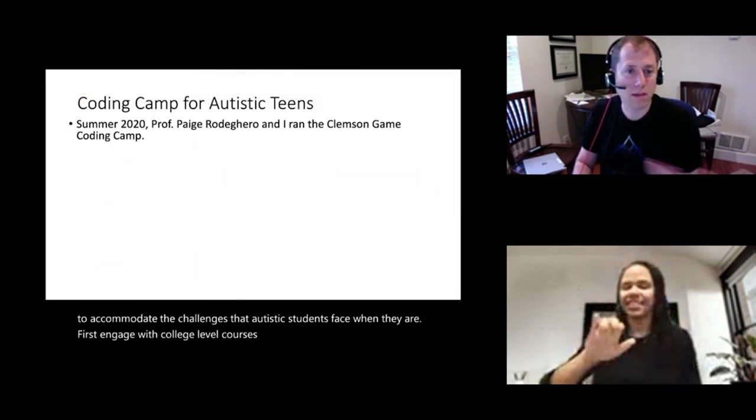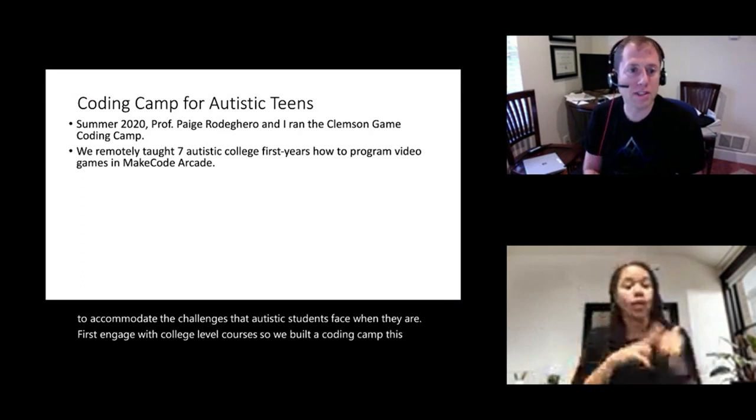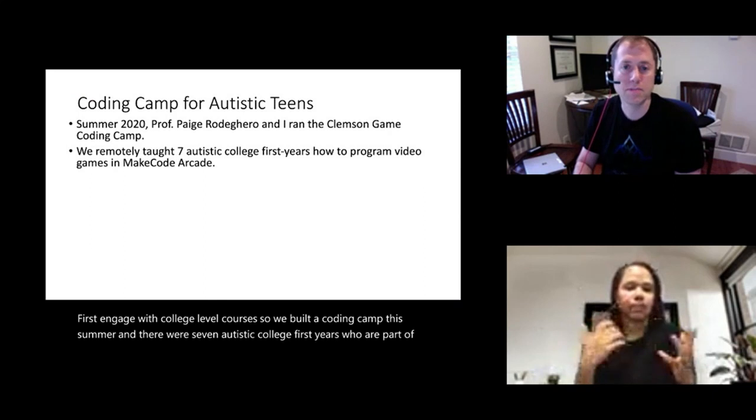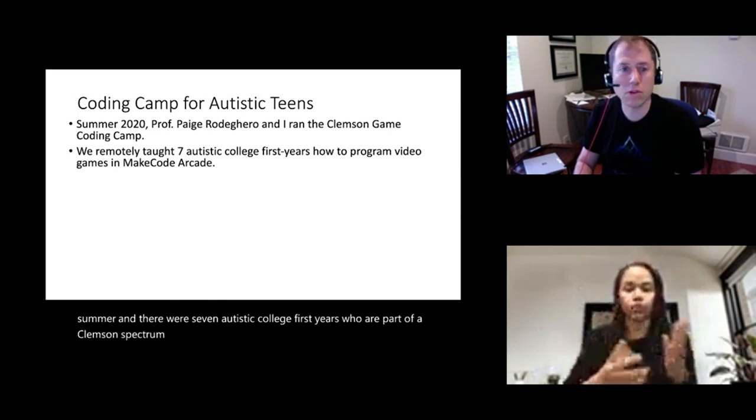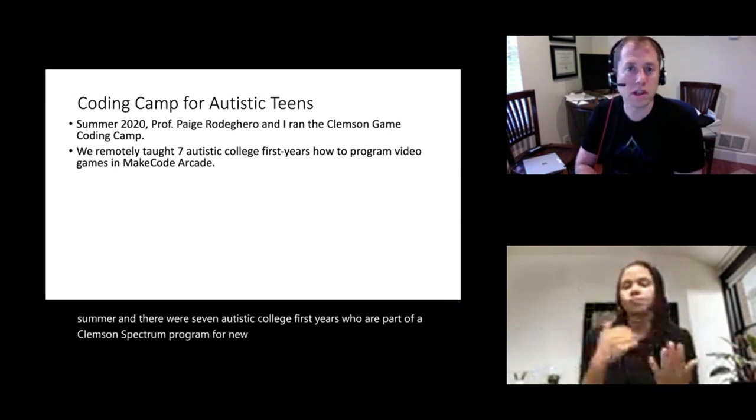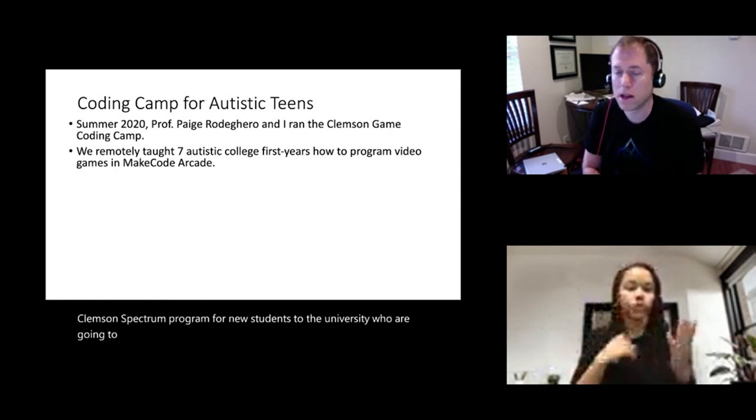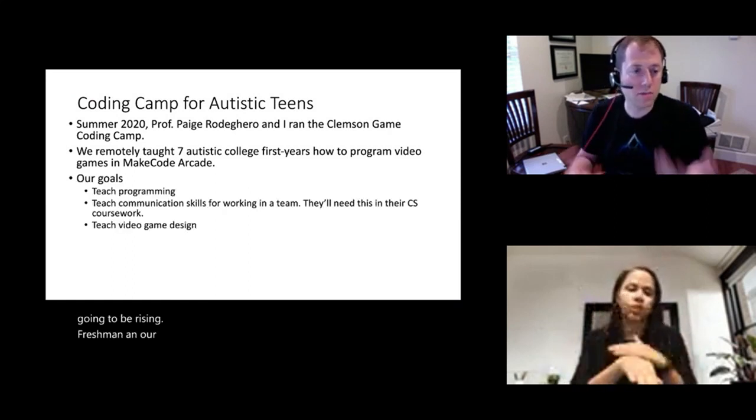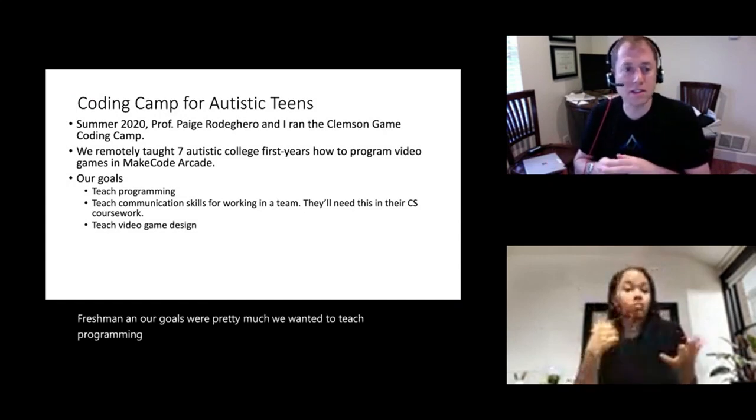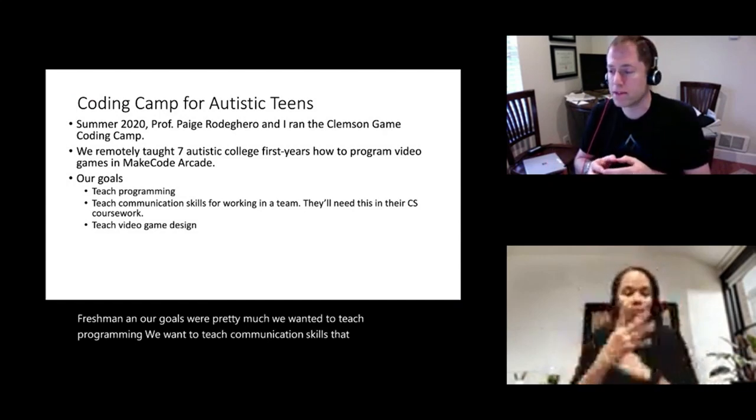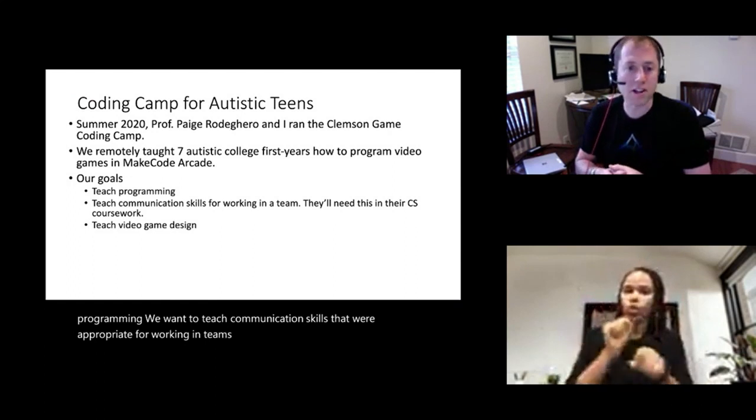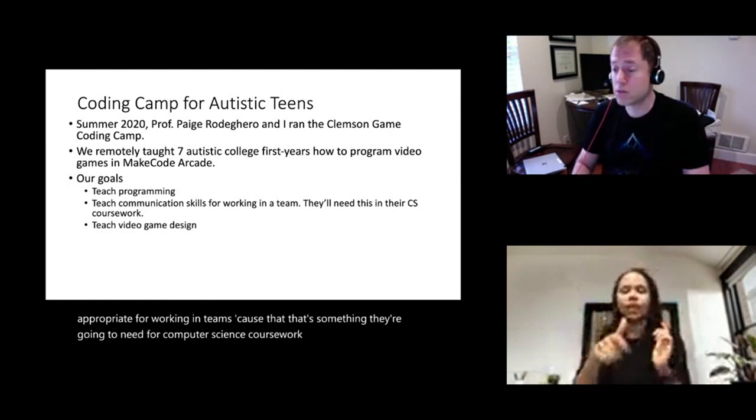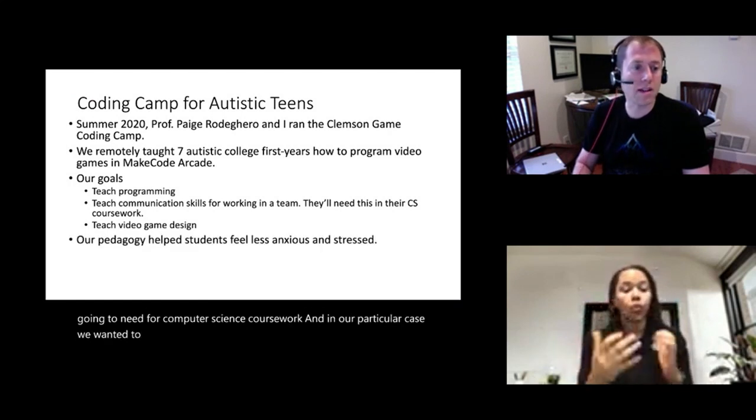So we built a coding camp this summer, and there were 7 autistic college first years who were part of a Clemson Spectrum program for new students to the university who are going to be rising freshmen. Our goals were pretty much, we wanted to teach programming, we wanted to teach communication skills that were appropriate for working in teams, because that's something they're going to need for computer science coursework. And in our particular case, we wanted to teach video game design.